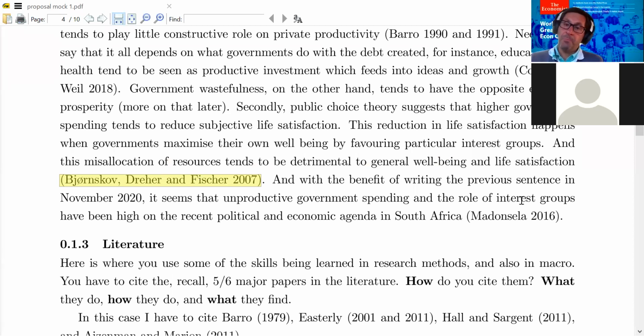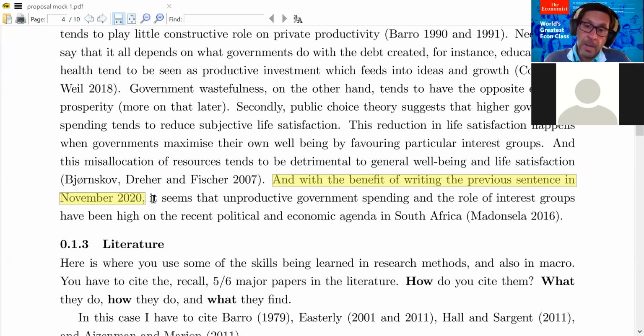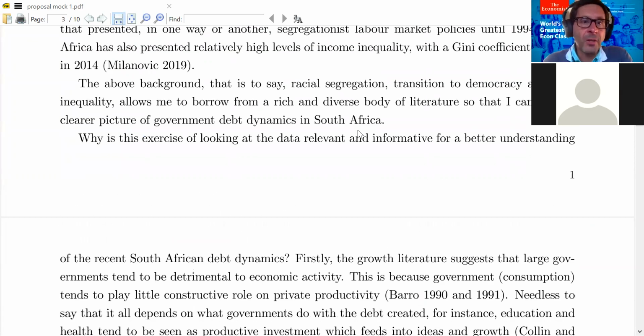And with the benefit of writing the previous sentence in November 2020, so here I'm taking this straight from the chapter, right? But with the benefit of writing the previous sentence in April 2021, it seems, always a very diplomatic way of putting things, that unproductive government spending and the role of interest groups have been high on the recent political and economic agenda in South Africa. And then I cite Tully's report.